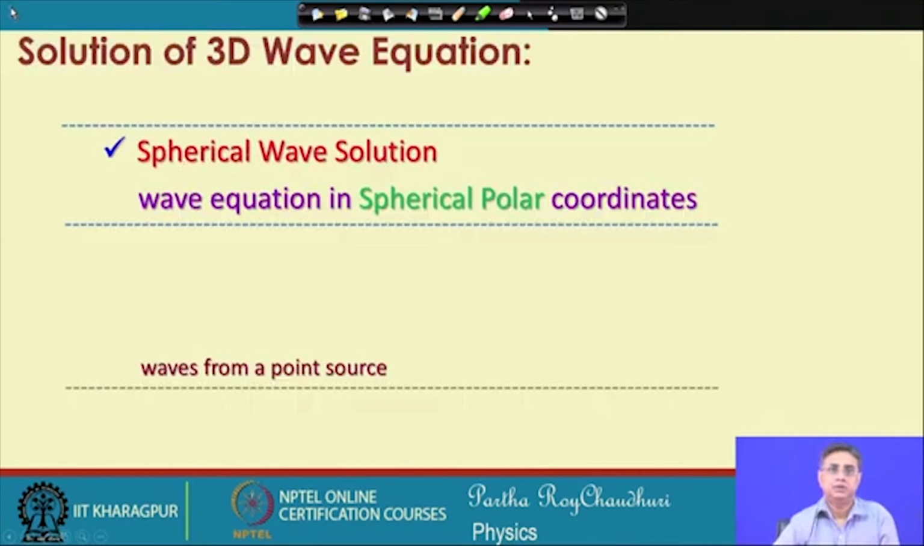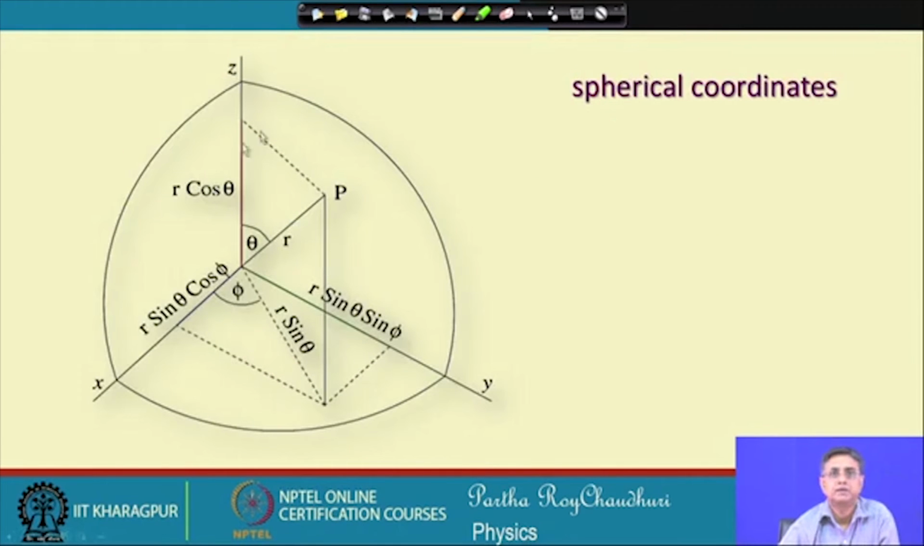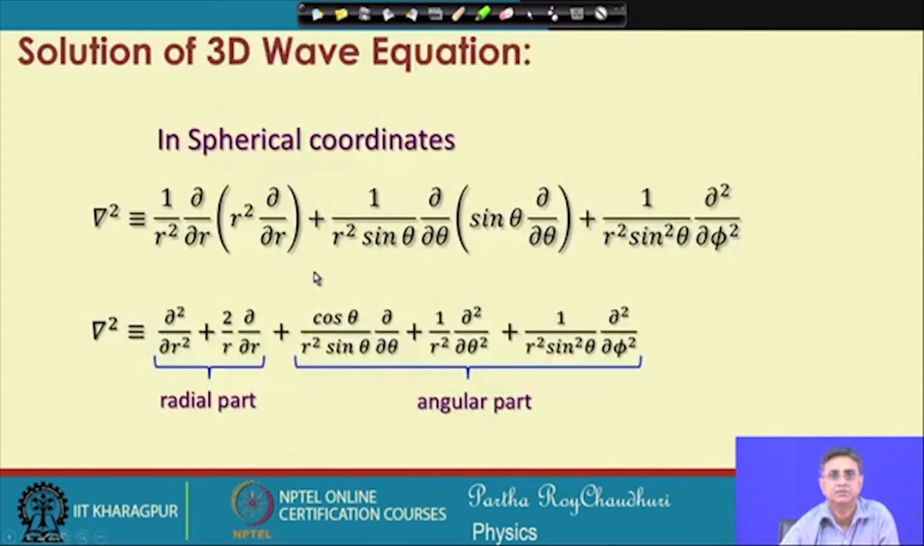Now, we look for the solution of the 3-dimensional wave equation for the spherical wave solution in spherical polar coordinates. Waves from a point source are spherical waves. We look at the spherical polar coordinate system. You have r, theta is the inclination and phi is the azimuth, r is the radius. So, any point P is represented in the spherical system in this way.